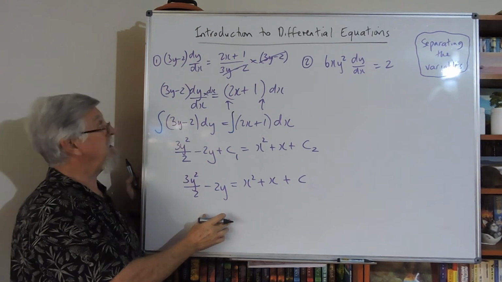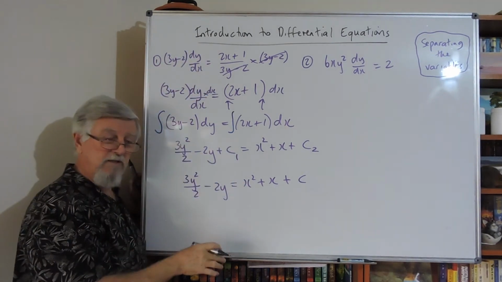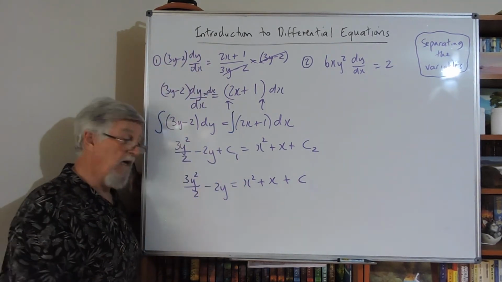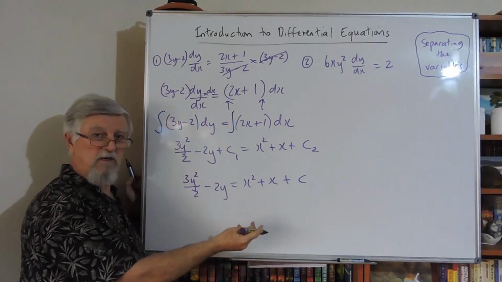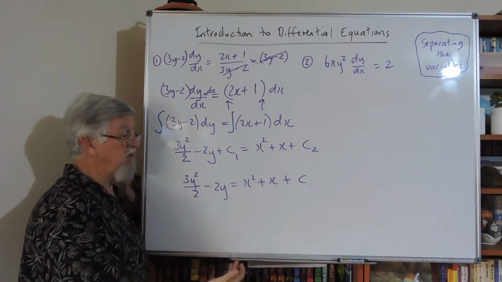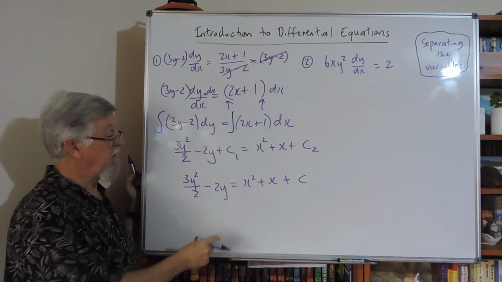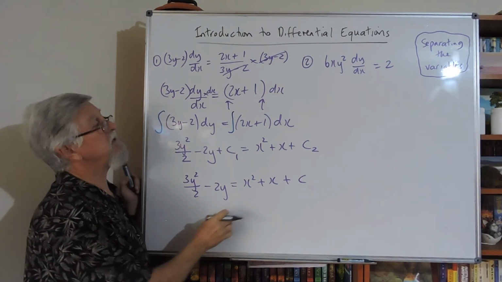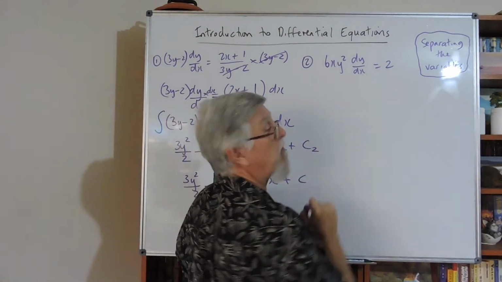So all we've done is remove the dy dx out of the situation. So now we have a relationship between y and x, which gives us a much easier situation to handle mathematically. So that one's fairly straightforward. Let's have a look at this one now. A little bit more complicated.